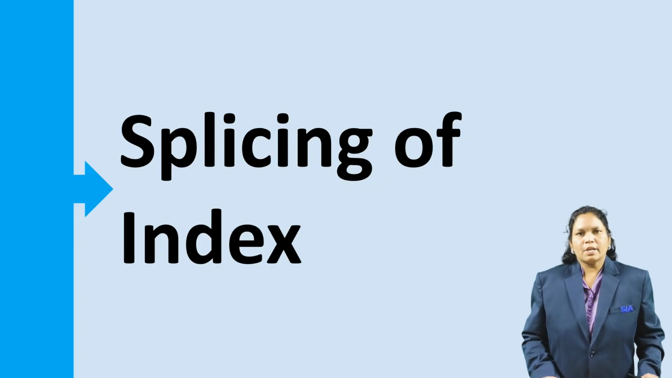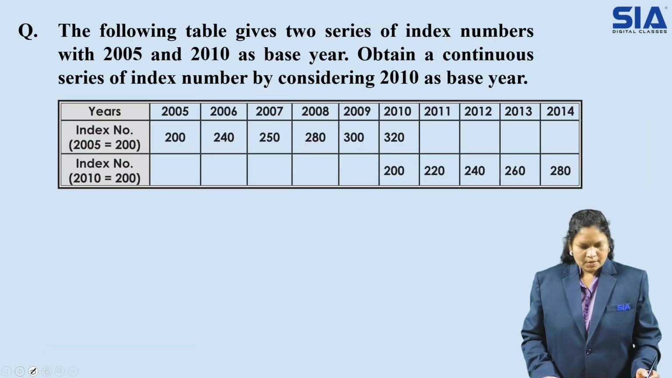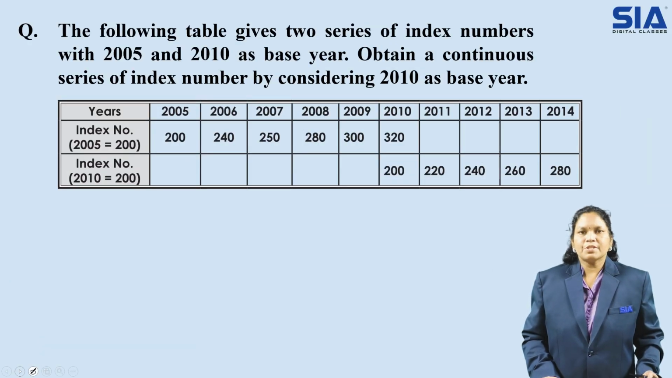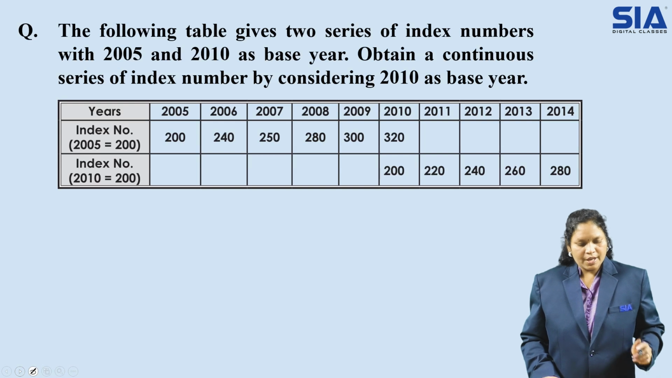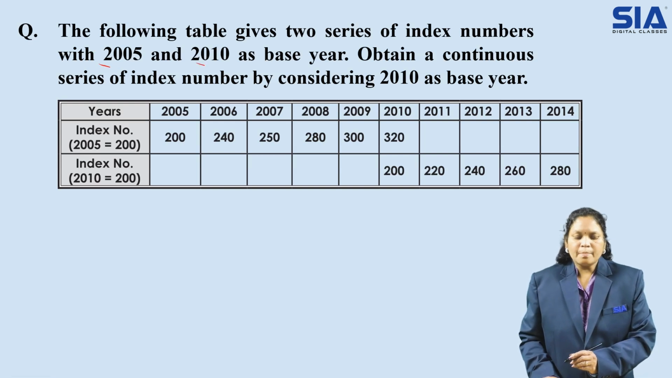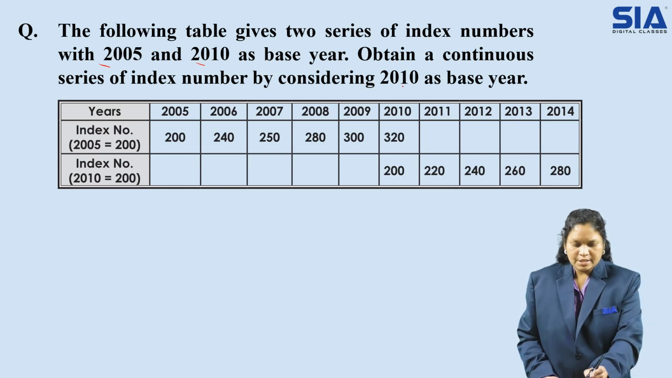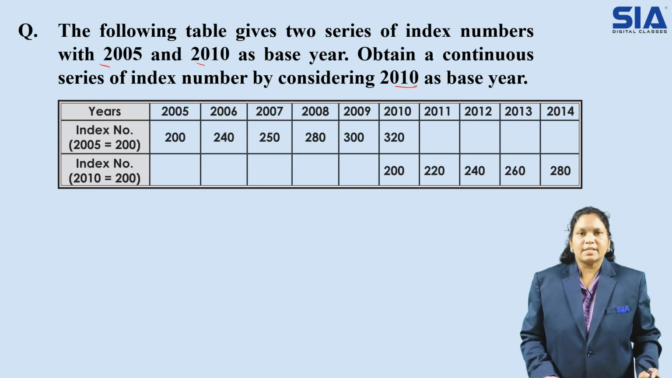Today's concept is splicing. So, splicing of index numbers, let us learn today. Here is a problem we have, check it out. The following table gives two series of index numbers with 2005 and 2010 as base years. So, two years they have given as base years for us. Obtain a continuous series of index numbers by considering 2010 as base year.